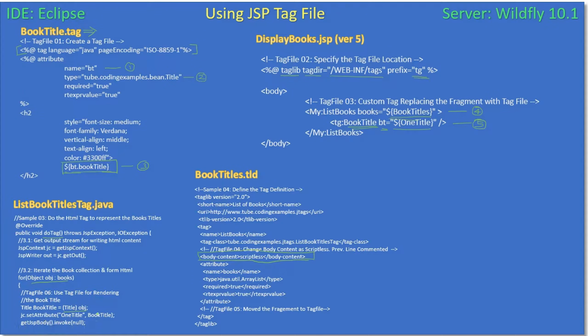And here if you see, we are setting one title, book title. So book title we already cast here as a title bean, and we are giving it to the context variable: jc.setContext. jc is nothing but the JSP context, and we are setting a variable oneTitle. And this line is also important. getJspBody().invoke, getJspBody.